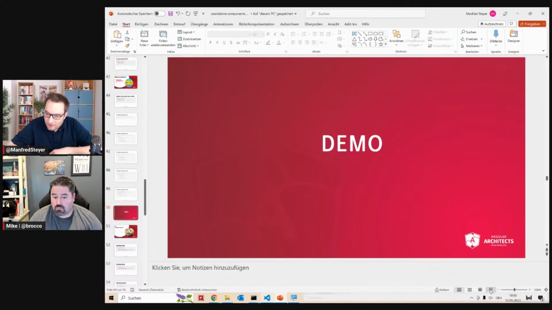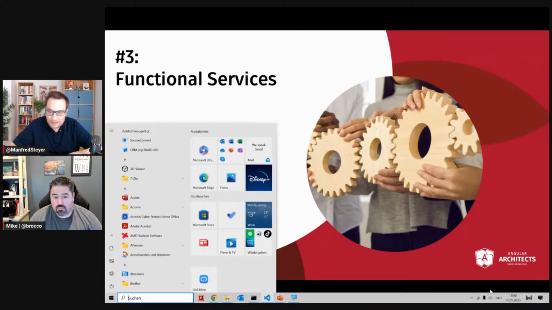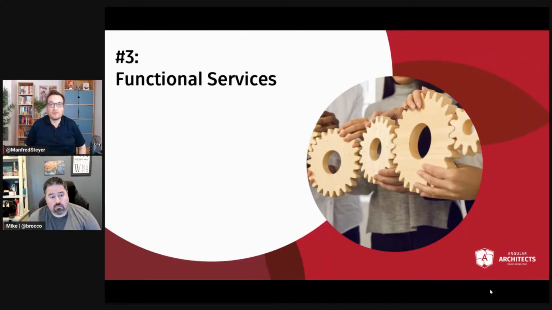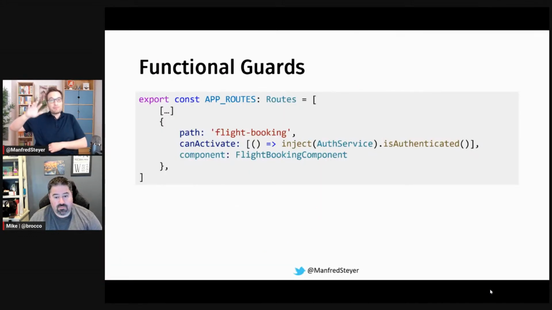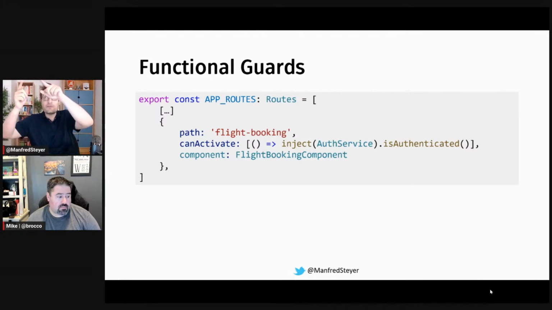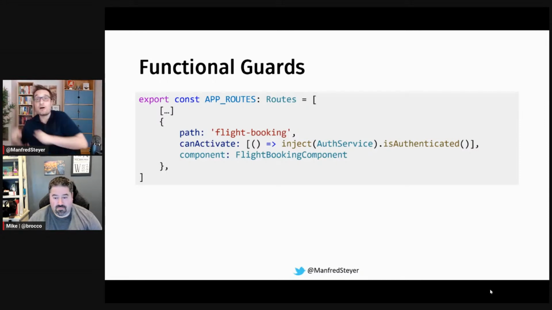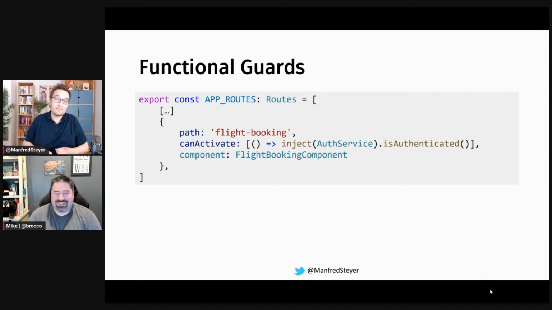I have another thing prepared. I'm calling it functional services. I really like it. I'm quite sure most of the people that are watching know router guards. In the past, a guard was a service that implemented an interface, and so we needed to implement a method. The whole service needed to be registered as a provider and referenced in the router configuration. Phew. This was quite a lot, wasn't it?